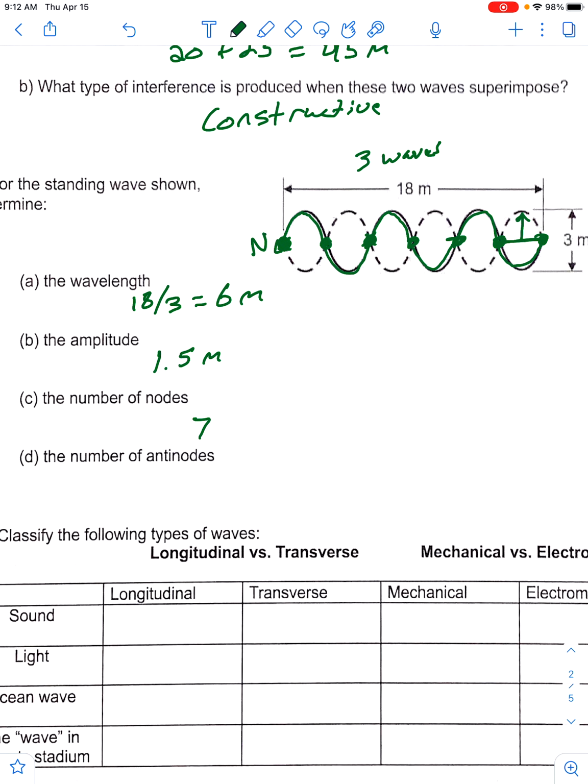Antinodes are going to be where you're at the top. So an antinode would be like up here. So 1, 2, 3, 4, 5, and 6. So an antinode is up here. So I have 6 antinodes.